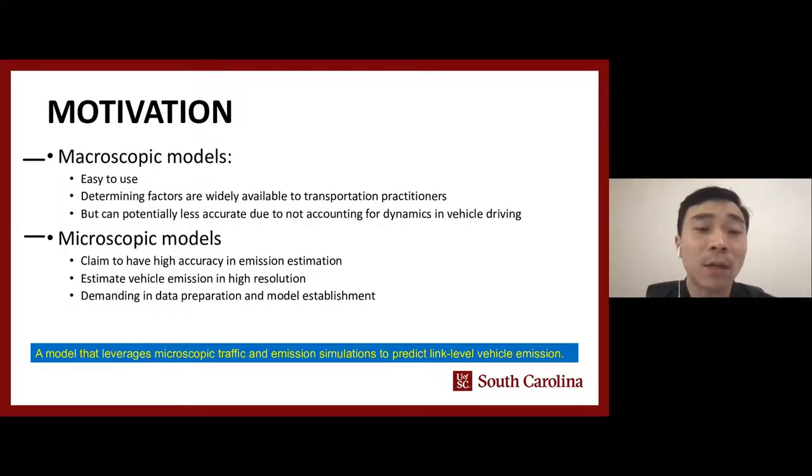On the other hand, there are microscopic models, which do the prediction at a higher time resolution, but also demand a lot of data, data preparation, and model establishment. So what I'm trying to do here, similar to several previous studies, is to find a middle point between the micro and macro models, leveraging microscopic traffic and emission simulation to predict link level vehicle emission.